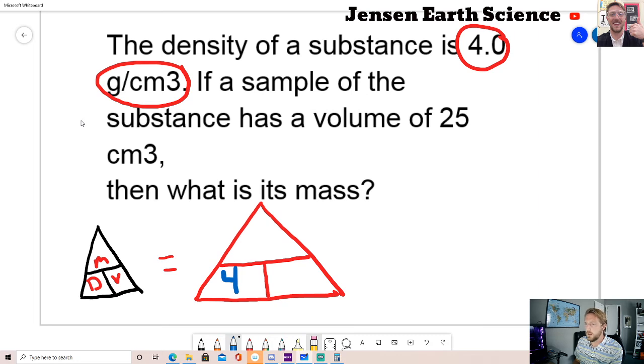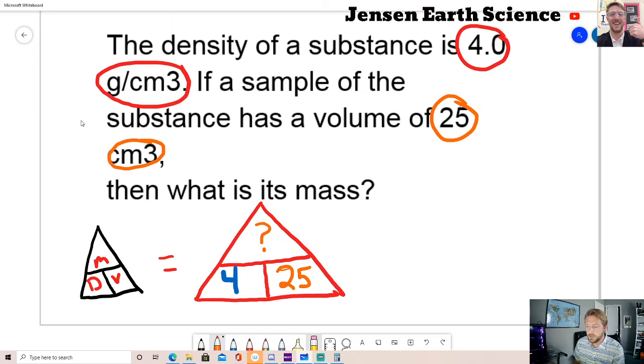Then I'm going to take my volume, which I'm given, and I find that to be 25 centimeters cubed, because volume in the metric system is recorded as centimeters cubed or milliliters. So according to my density triangle, that's the bottom right. So I put that in the bottom right, my 25. So mass is what I'm missing on the top and what I'm looking for.